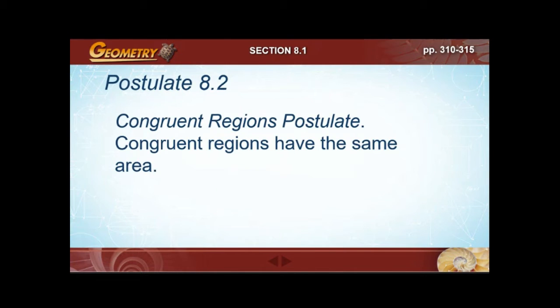Postulate 8.2 is the congruent regions postulate. This says that congruent regions have the same area, and that makes sense along with everything else that you've learned about congruence, right? Congruent line segments have the same length. Congruent triangles have the same angle measures. They also have the same side lengths. And so congruent regions have the same area.